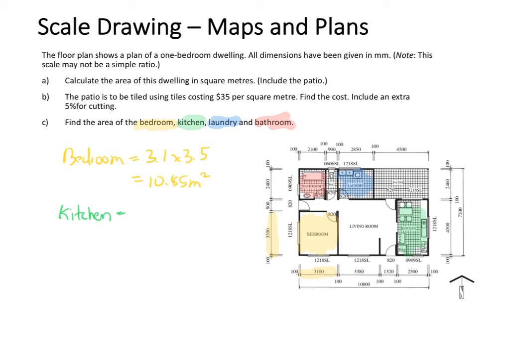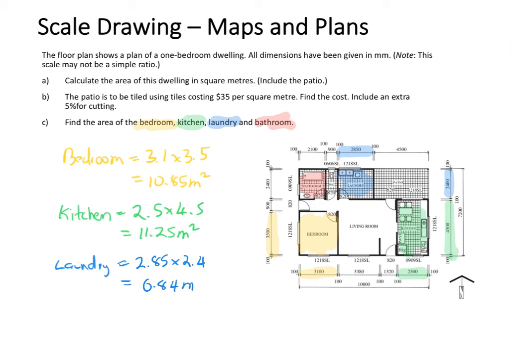Moving on to the kitchen. The dimensions of the kitchen are 2,500 millimeters and 4,500 millimeters. So that is going to be 2.5 times 4.5, which is equal to 11.25 meters squared. Next, we'll have a look at the laundry. The dimensions of the laundry are going to be 2,850 and 2,400. So the area is going to be 2.85 times 2.4, and that equals 6.84 meters squared.